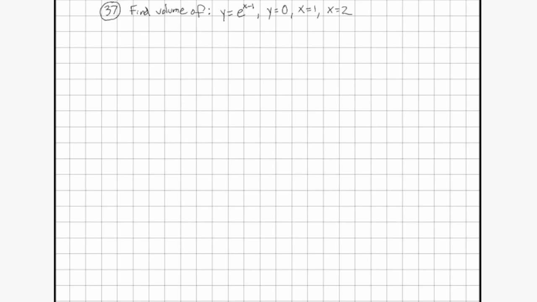Homework 6.2.2, problem number 37. It asks me to find the volume of the graph with y equals e to the x minus 1 as the equation around the x-axis, where y equals 0, x equals 1, and x equals 2. So let's draw that graph here real quick. Let's say 1 and then 2 right there. And the graph roughly looks like that when you graph it on your graphing calculator, right?